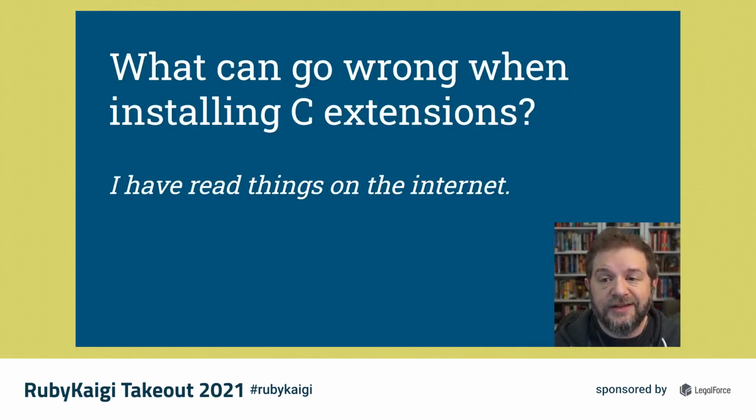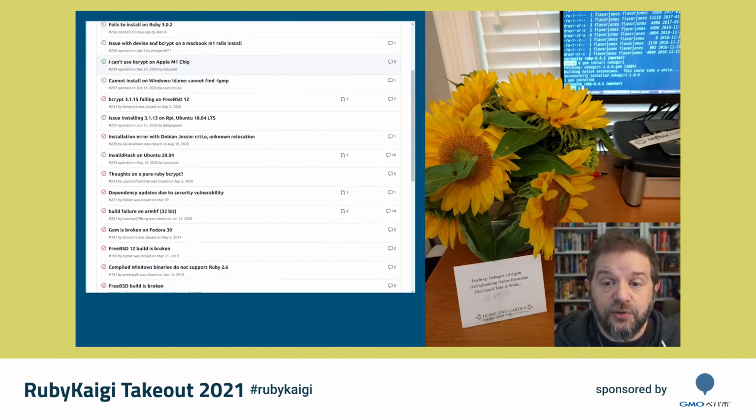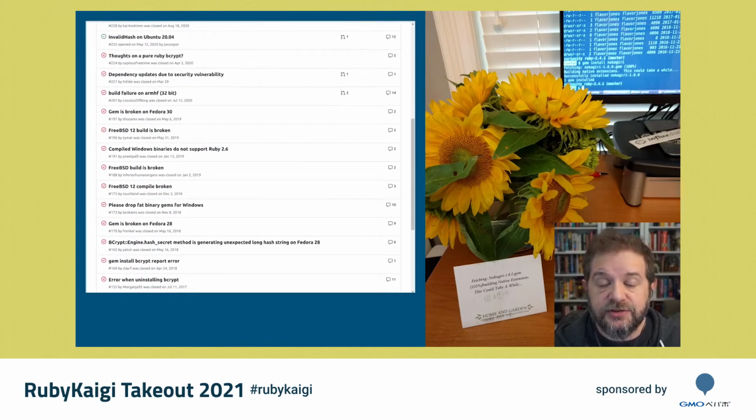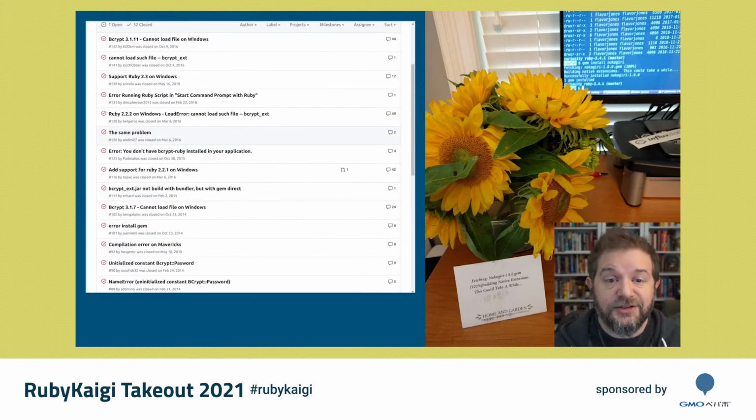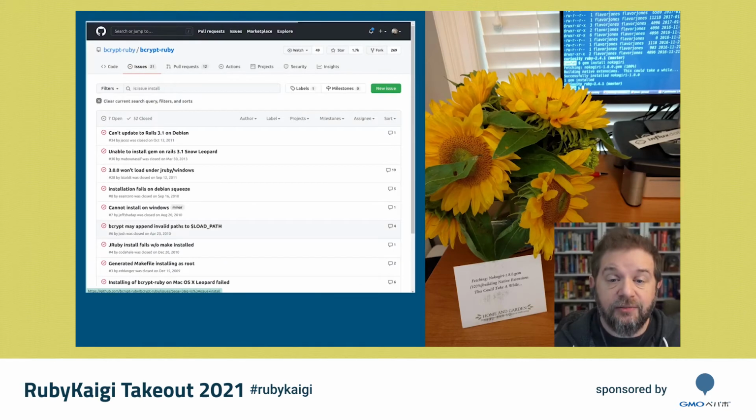Things can go wrong when installing a C extension, even relatively simple ones. If you want proof, here's a search for old bcrypt installation issues. Now, this isn't bcrypt's fault. I'm not trying to blame them. So let's talk a minute about what can go wrong on the user side while they're building a C extension.